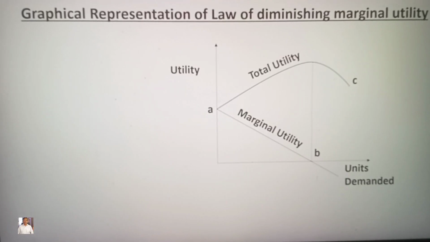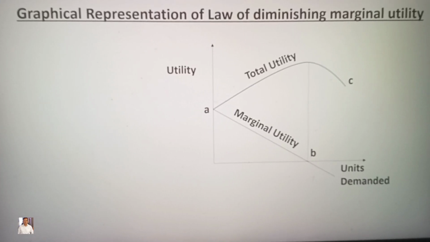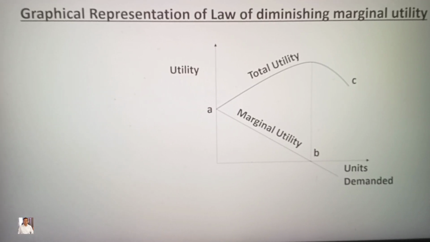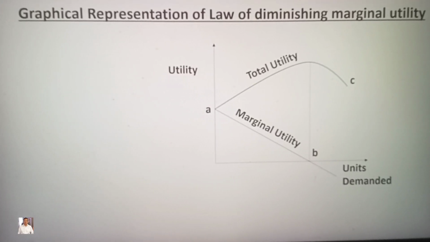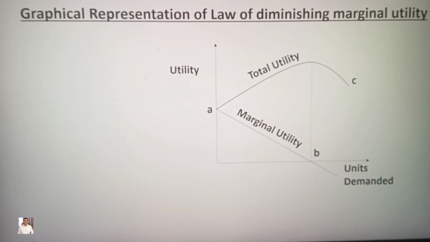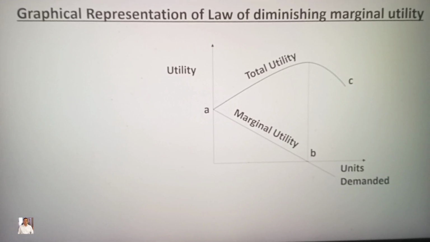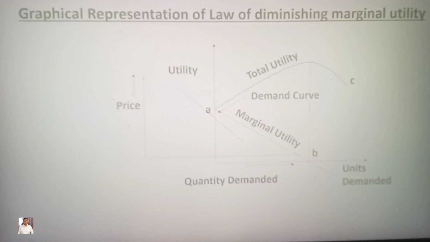Graphical representation of the law of diminishing marginal utility. The x-axis represents units demanded and the y-axis represents utility. AC is the total utility curve and AB is the marginal utility curve. When total utility reaches its peak, marginal utility becomes 0 at point B.